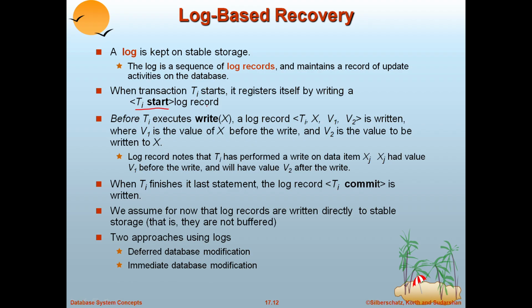Before Ti executes write of X, the log record Ti, X, V1, V2 is written. Here Ti denotes the transaction, V1 is the value of X before the write, and V2 is the value to be written to X. This log record notes that Ti has performed a write on data item Xj and Xj had the value V1 before the write. When Ti finishes its last statement, we need to perform the commit operation. The log record Ti commit is written.